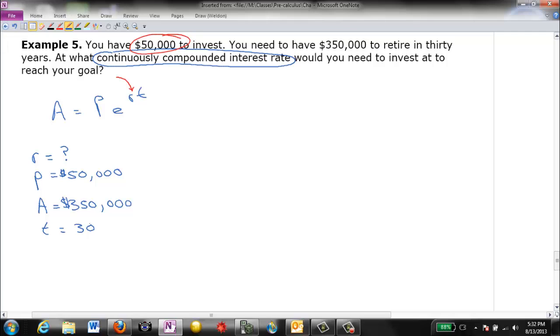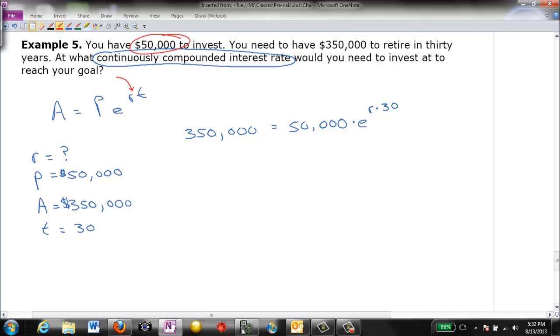So I'm going to go ahead and plug this information into my formula here. So A is $350,000 equals 50,000 times e raised to the r, I don't know what r is, times 30. Okay? All right, well, let's go ahead and isolate.